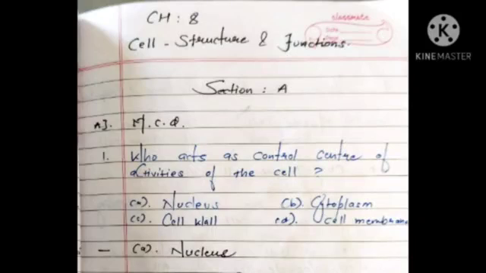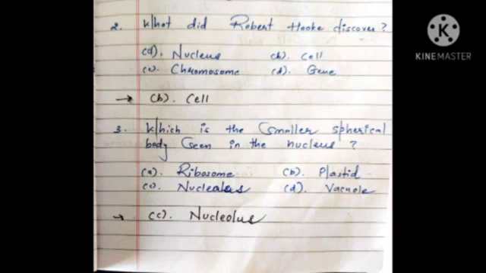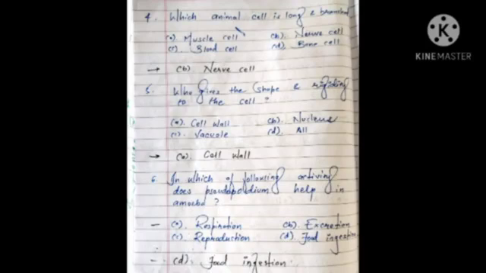Now talking about chapter number 8, MCQ, and first one is who acts as control center of activities of the cell, and the answer is nucleus. Second one is what did Robert Hooke discover, and the answer is cell. Third one is which is the smaller spherical body seen in the nucleus, and the answer is nucleolus. Fourth one is which animal cell is long and branched, and the answer is nerve cell. Fifth one is which gives the shape and rigidity to the cell, and the answer is cell wall.